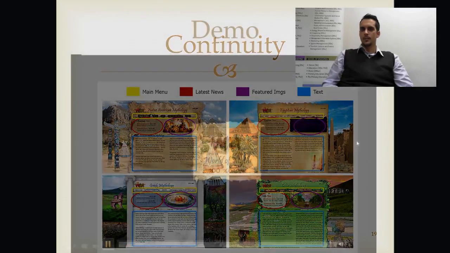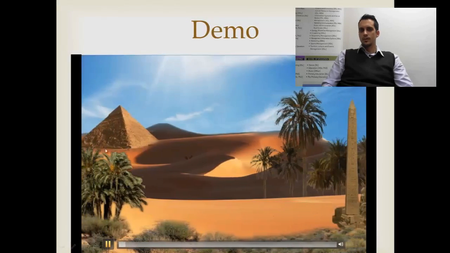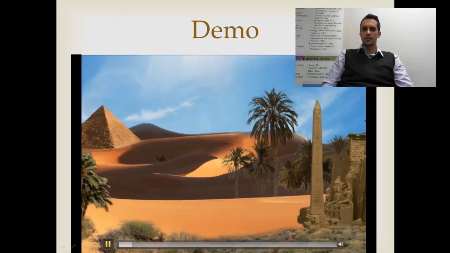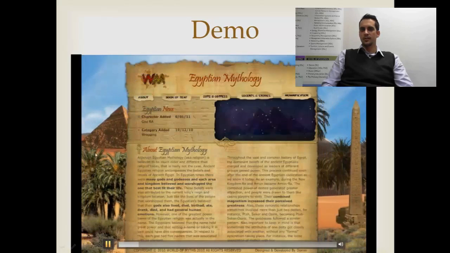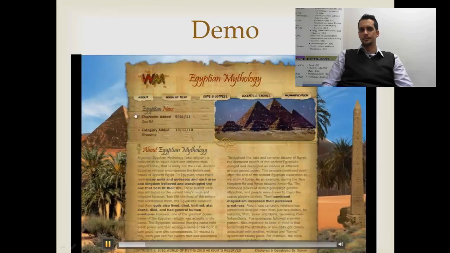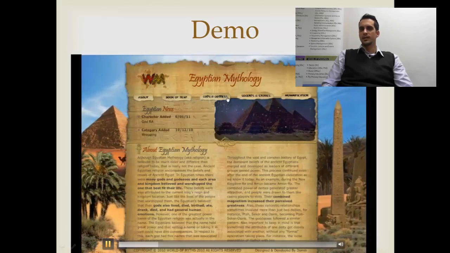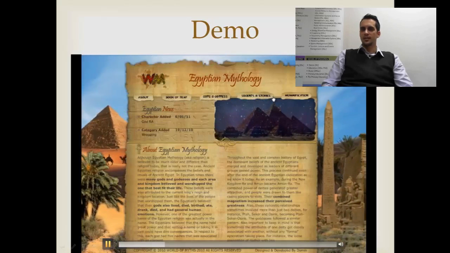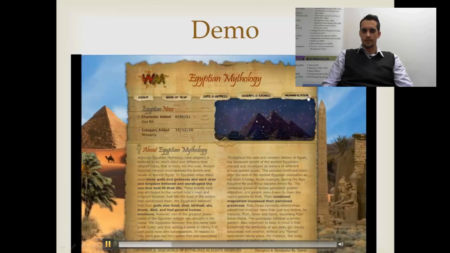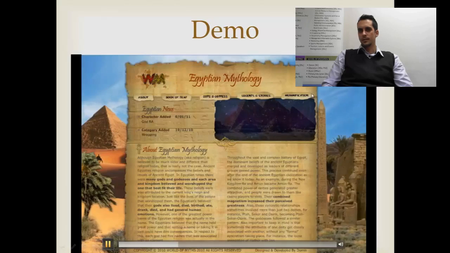Let's see a quick demo. When the user gets into the mythology, the environment loads, and we can see the movement. Here in the Egyptian we have the Book of the Dead, the gods and goddesses, the legends and stories, and the mummification as main categories.